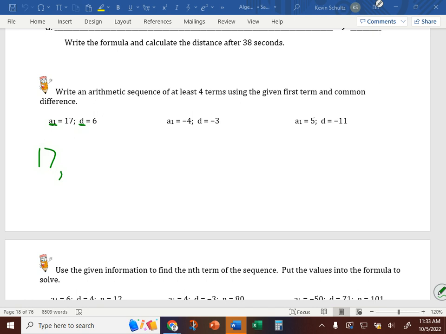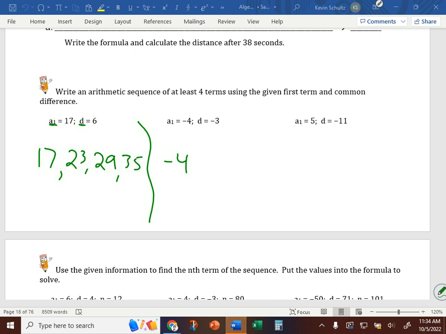So what would come next, Maddie? 23, and then 29, and then 35. Okay, just kind of getting you used to what that A1 means. It's where the sequence begins, and then what that D means, that pattern, that common difference, how the sequence is going to extend. Next one, A1 of -4, D of -3. We're starting at -4.